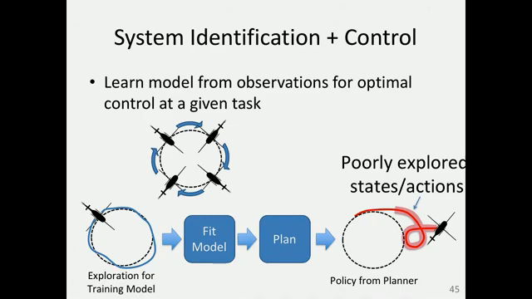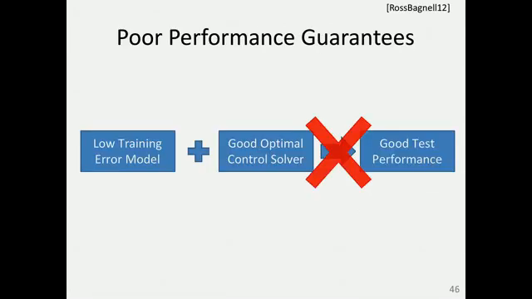Then what happens is the planner or the optimal controller ends up choosing controls that reach states that actually were not reached under the exploration distribution. And so we end up in a case which is super unattractive from a supervised learning point of view, where we've achieved low training error, low validation error, we have an optimal controller, maybe a perfectly optimal controller, and yet we have terrible test performance.